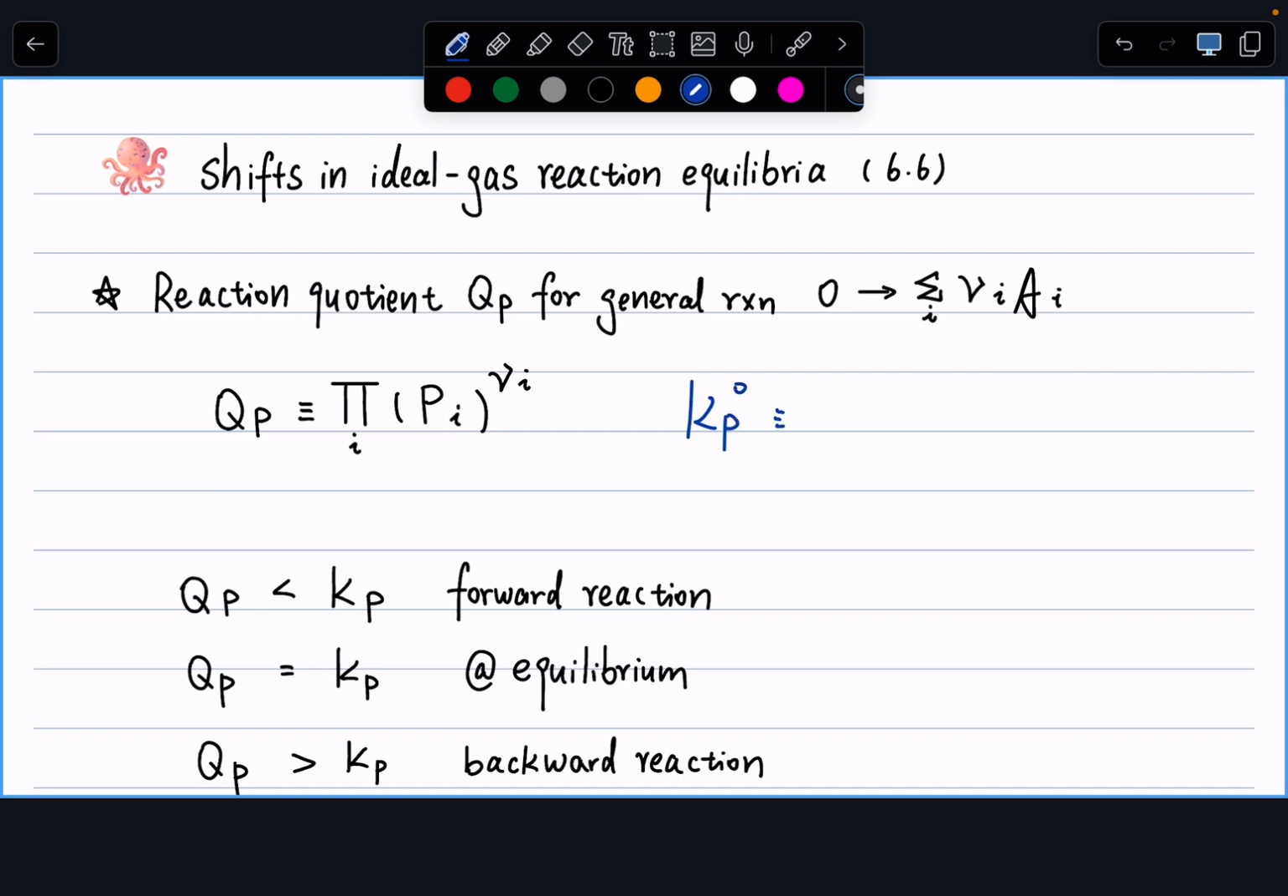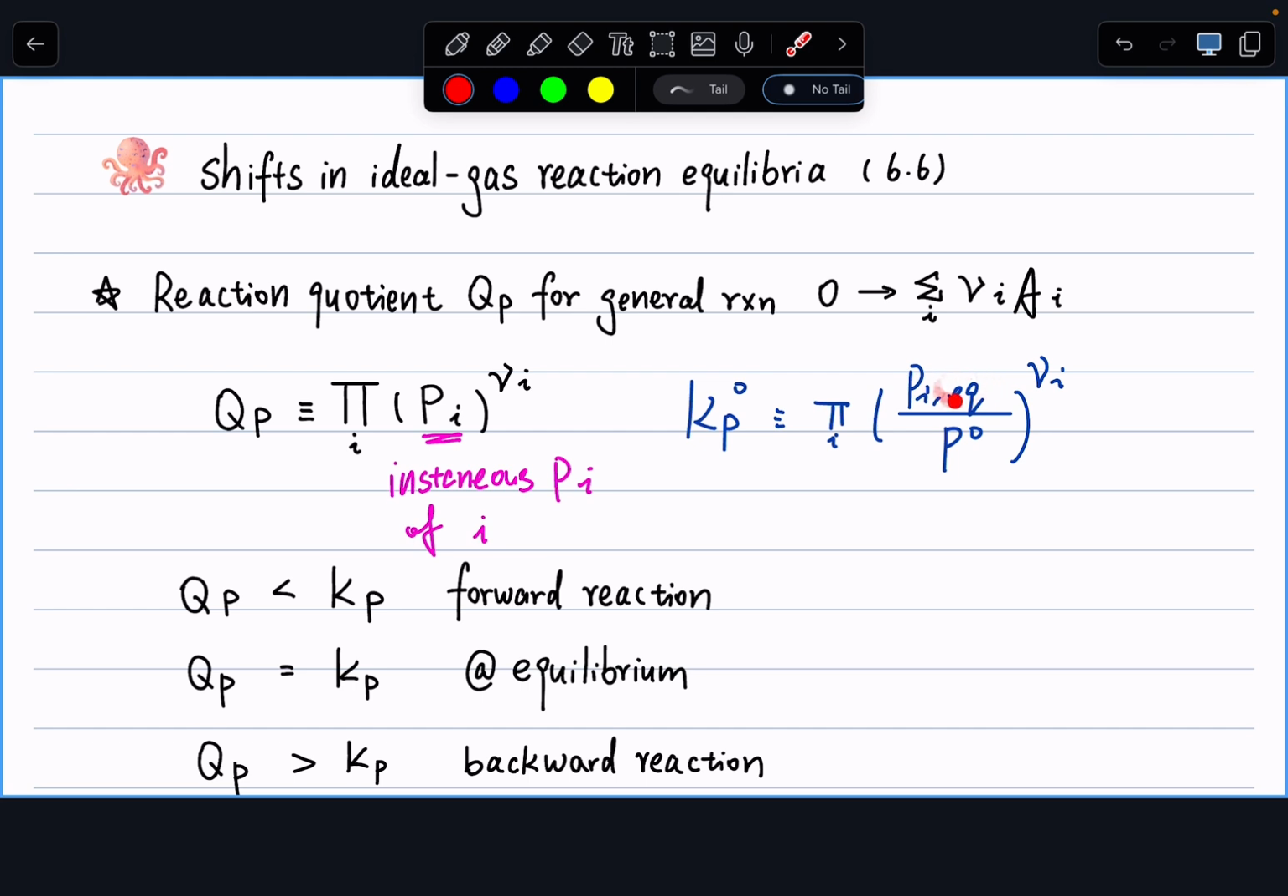So my standard equilibrium constant is defined as a product of P_i equilibrium over P naught to the stoichiometric coefficient. Now in the reaction quotient, this P_i here is the instantaneous partial pressure of i. Right, so the difference here is that in the K_P naught, this one is the equilibrium partial pressure of my component i.